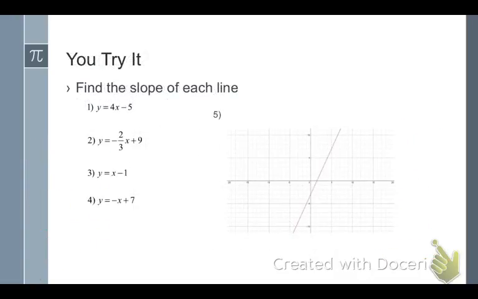So I want you to try each of these. Find the slope of each line. You're given four examples that are an equation and one is a graph. Shut the video off. Leave this screen up, stop it here, or look at your guided notes that you printed out, and try these and then come back and see the answers.